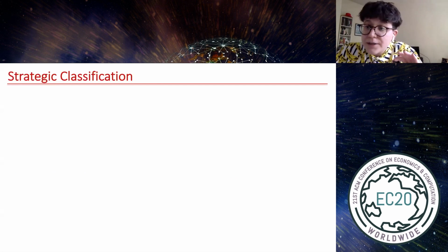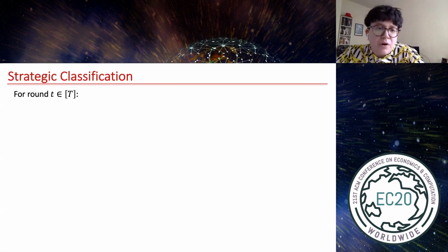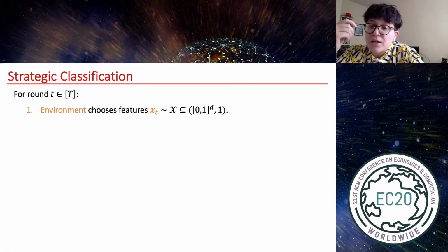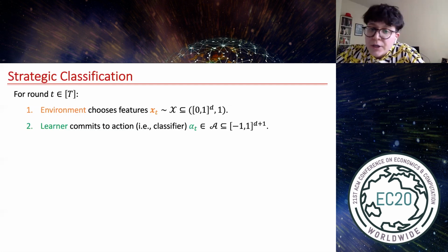So when we're modeling strategic classification as a repeated Stackelberg game, what we are doing is the following. We're saying that for each round T in capital T, the environment chooses the features from a set script X. And these features, you can imagine them as being the features of the student that is trying to get classified, get admitted to college. The learner, who is the particular college, commits to an action. So in our example, a classifier, we're going to call it alpha T, from a set of classifiers script A.